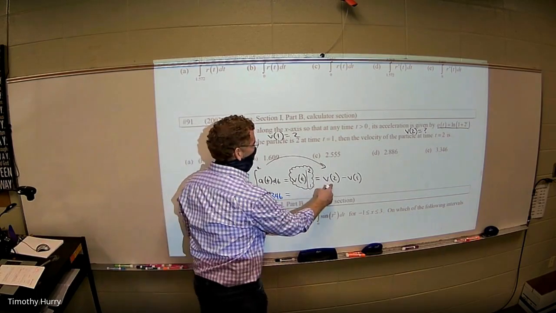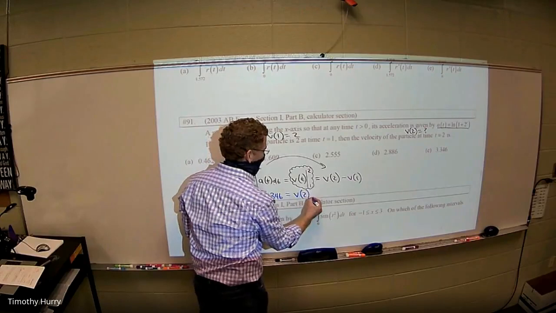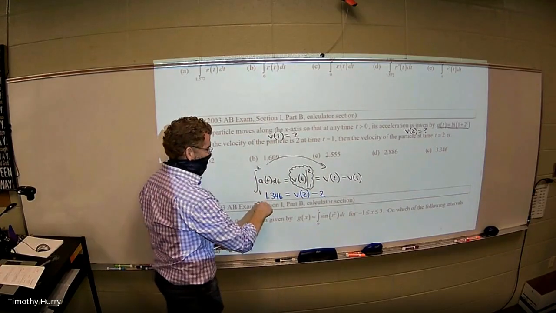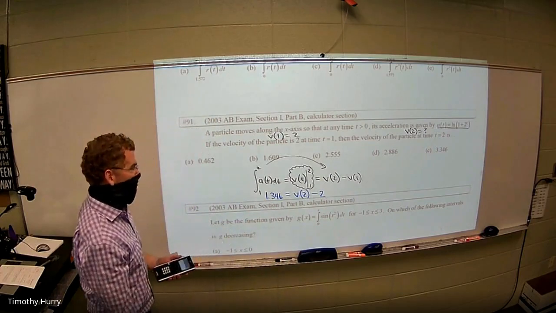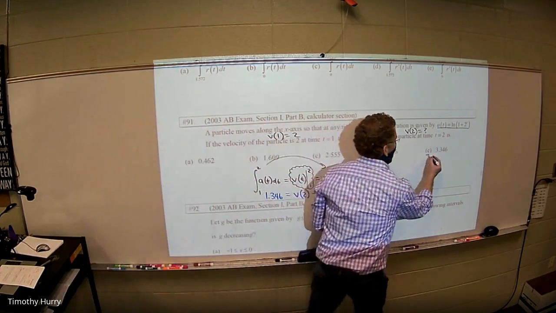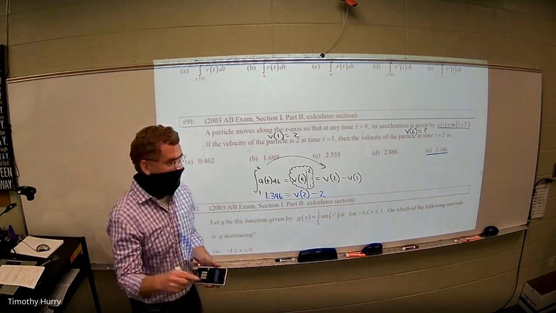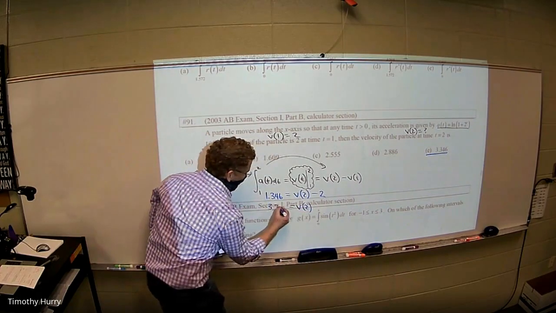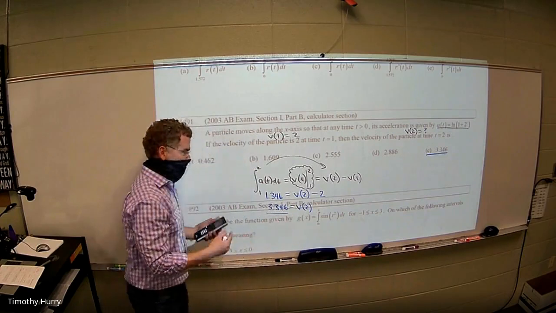right? And that's equal to V2, which I don't know, minus V1, which is 2. So it looks like I could just add 2 to that and get 3.346, and you can see that right here. Except if it was my test, make sure you write V of 2 equals 3.346 here. You'd be showing your steps.